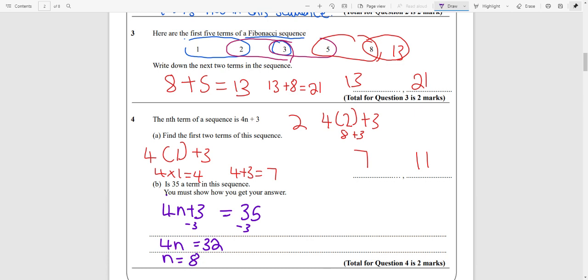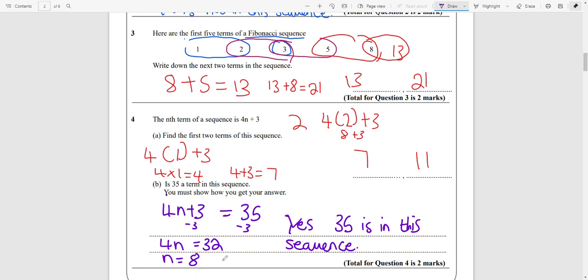So, since n is a whole number, yes, 35 is in this sequence. In another scenario where n isn't a whole number and is a decimal number, then you would write no, the term is not in the sequence.